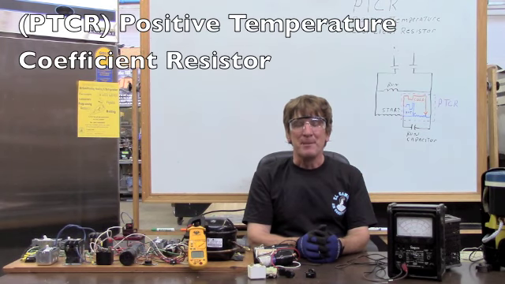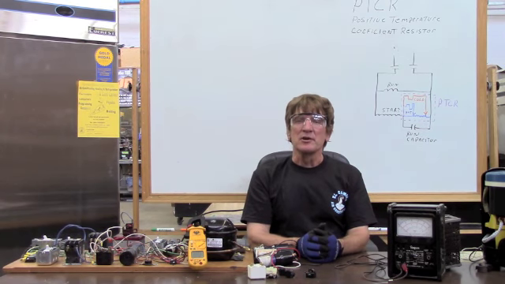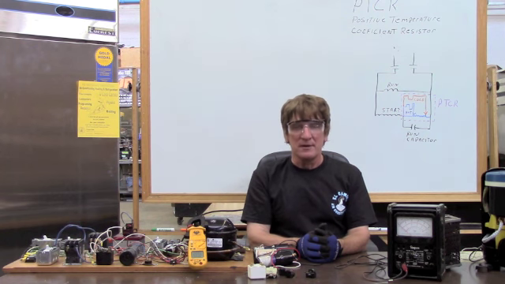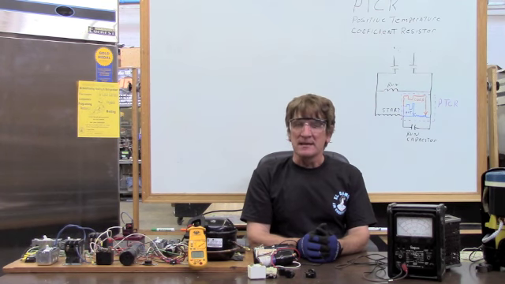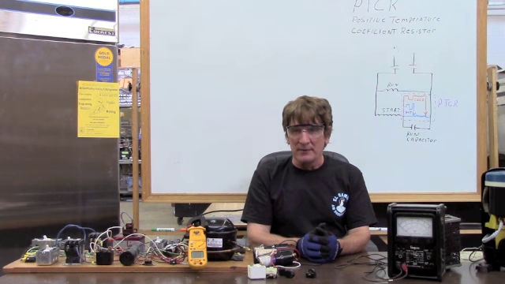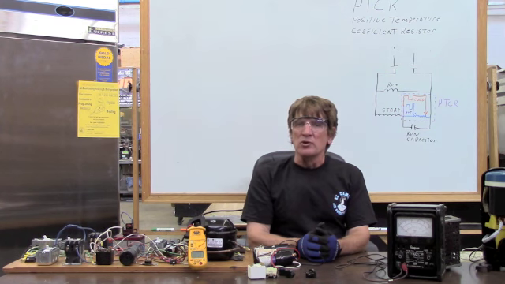Hello everyone, my name is Tim, and today we're going to talk about a start component called a PTC, or Positive Temperature Coefficient Resistor. Positive temperature coefficient resistors mean that as the temperature goes up, so does the resistance. The opposite of that is an NTC, negative temperature coefficient, on which, as the temperature goes up, the resistance goes down. PTCs are used for, again, starting components for small compressors.